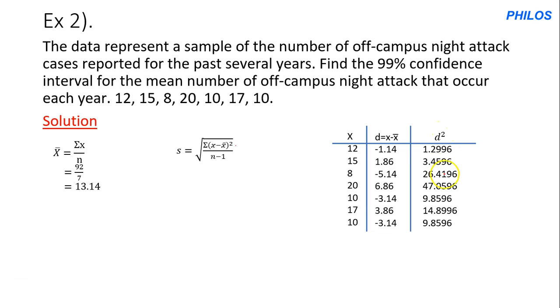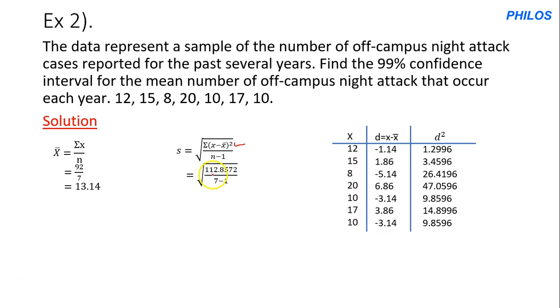So after getting all the d squares, you add them together to get the numerator in this formula, that is summation x minus x bar square. When you sum all the d squares together, you get 112.8572. That is what you substitute for the numerator here. The 112.8572 you've gotten means summation x minus x bar square. So let's substitute it in the formula.